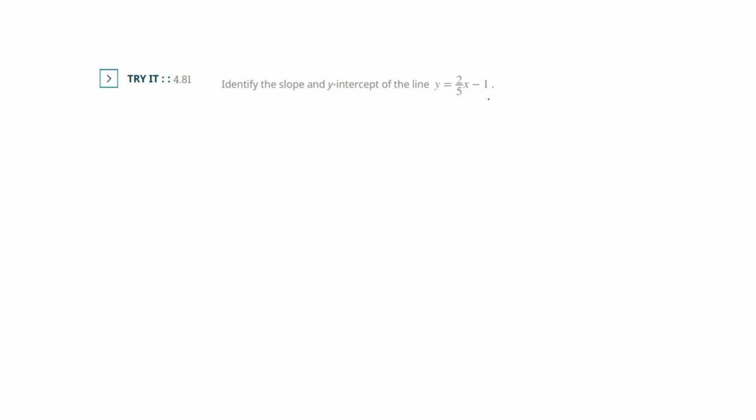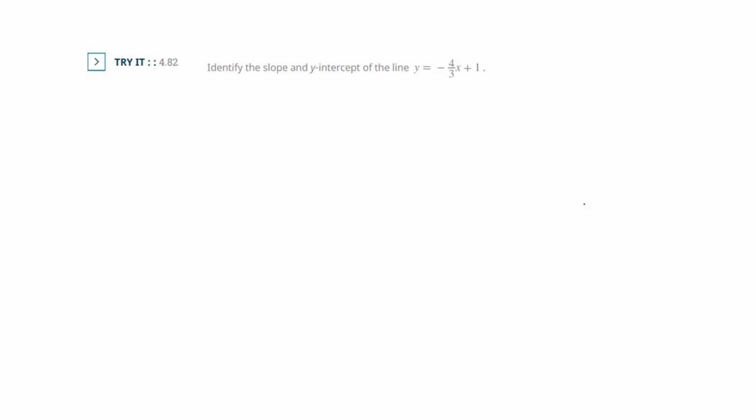So my y-intercept is right here. So in the last slide, they showed that as a point. So that would be the point 0, -1. But if you were graphing it, you're just going to go down to -1. And then my slope is in front of the x. It's the 2/5, so up 2 over 5.